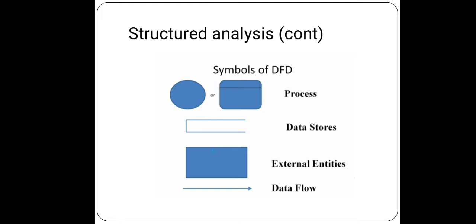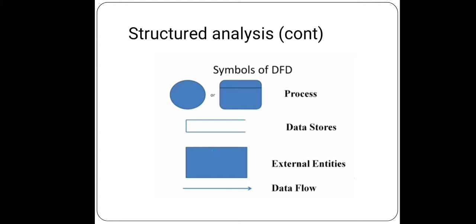Basically, the symbol for the process is represented by a circle, or sometimes by another symbol. On your right side, you can also see another kind of symbol, which is also a process symbol. Mostly people these days use only the round-shaped symbol to identify a process. Next we have the data store.